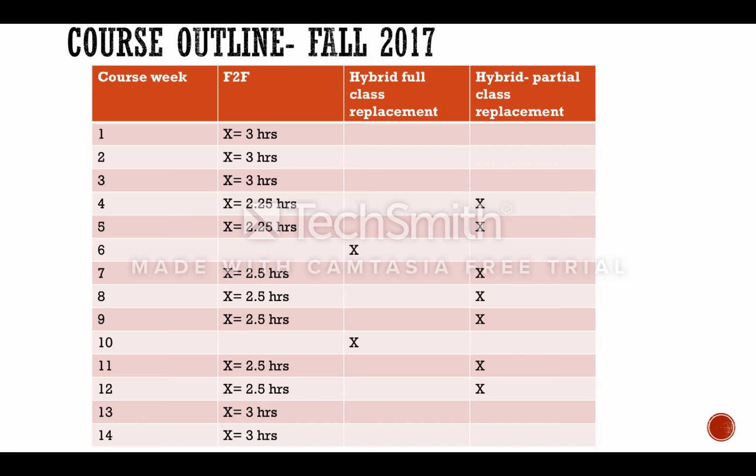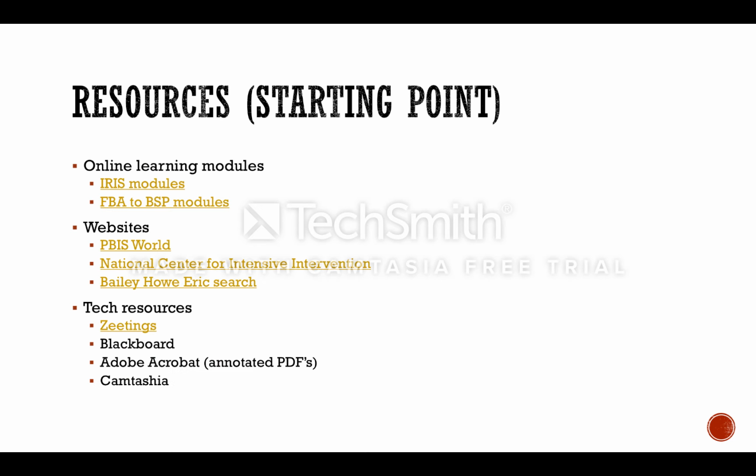So we will end class 45 minutes early, and then week 6 and week 10 will be where the full online classes will occur. The first one will be the FBA and Behavior Support Plan, and the second will be instructional strategies. And then we end the semester with 2 full 3-hour courses.